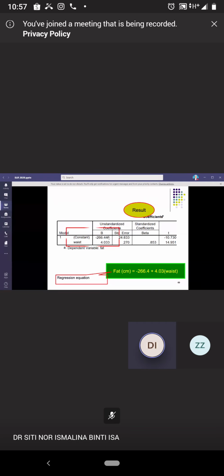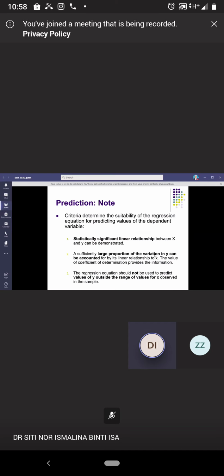So the results: the constant here is negative 266.4. Okay, so here is the b. Y is fat, and a is the constant. The value of the constant you can get from this: here is negative 266.446, plus b. Okay, b is the regression coefficient here, 4.033, and this is the X, waist circumference. Okay.